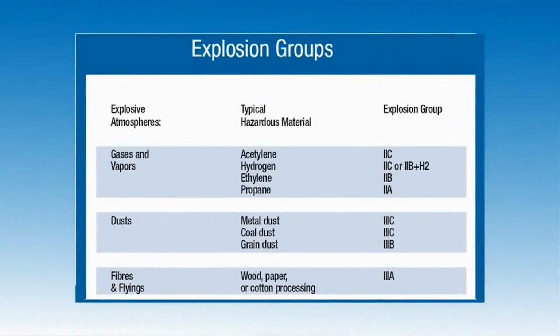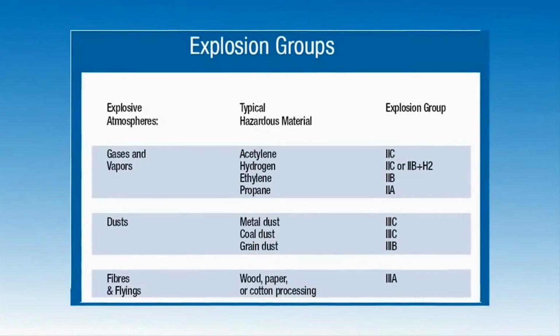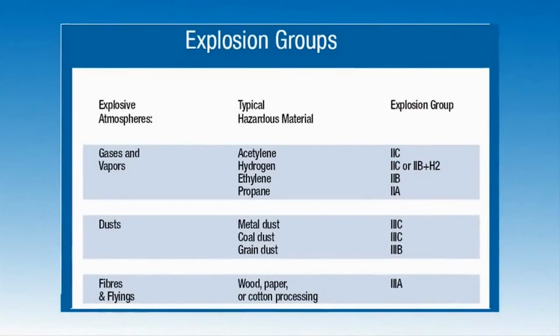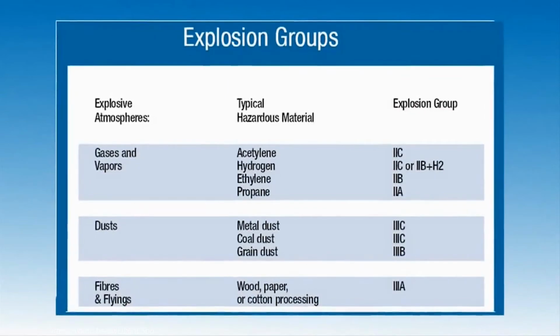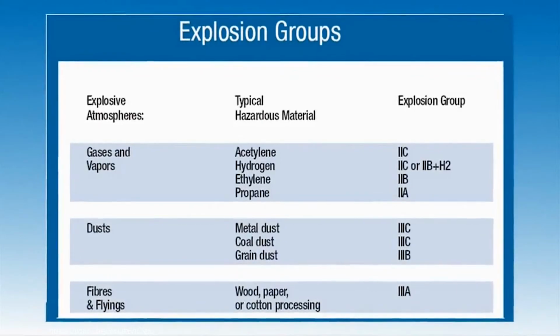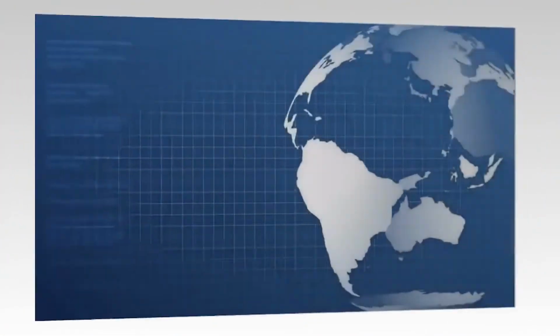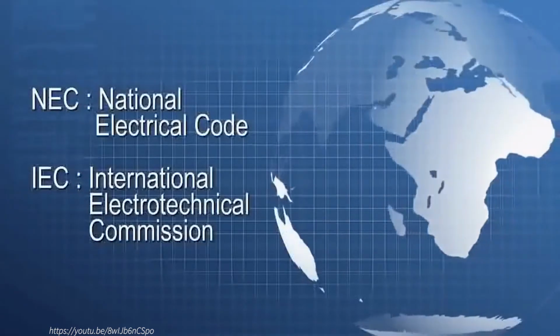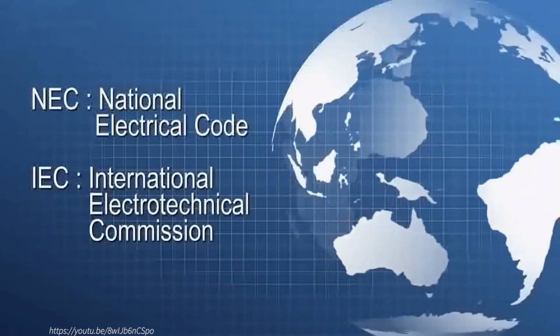To simplify the specification of electrical devices into hazardous environments, IEC classification methods utilize auto-ignition, flash point, and explosive limits to place the hazardous materials within groups. The two predominant methods used for classification of hazardous environments are the NEC and IEC standards.